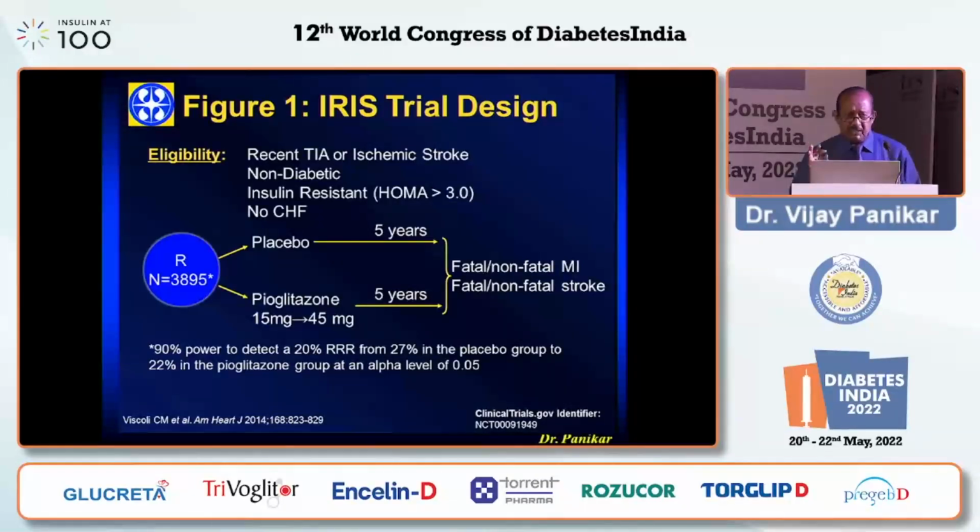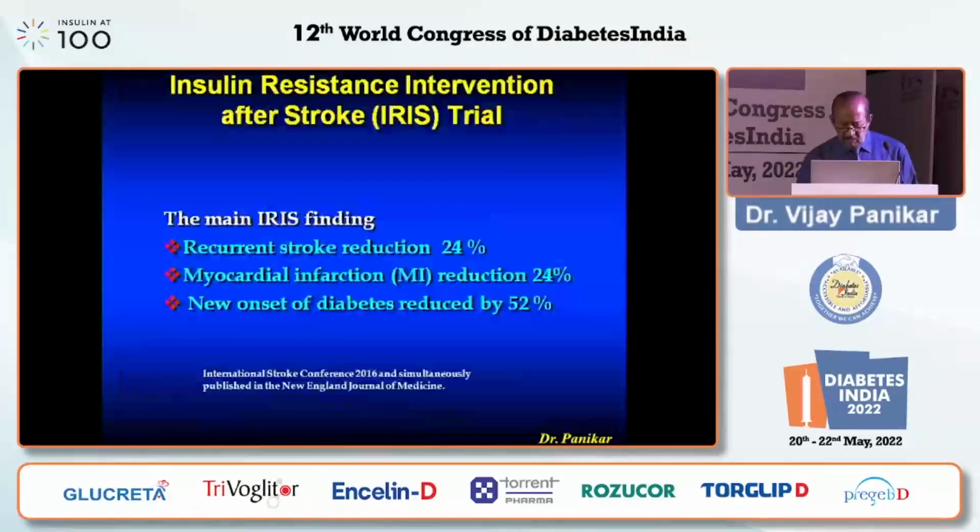Non-diabetic patients who had a TIA or a stroke and who had insulin resistance. They checked their HOMA. For HOMA, you do a fasting sugar and a fasting insulin level, and there is a formula to calculate. And if the HOMA was more than 3, they labeled them as insulin resistance and put them on pioglitazone, 15 to 45 milligrams, and placebo, followed them up for 5 years.